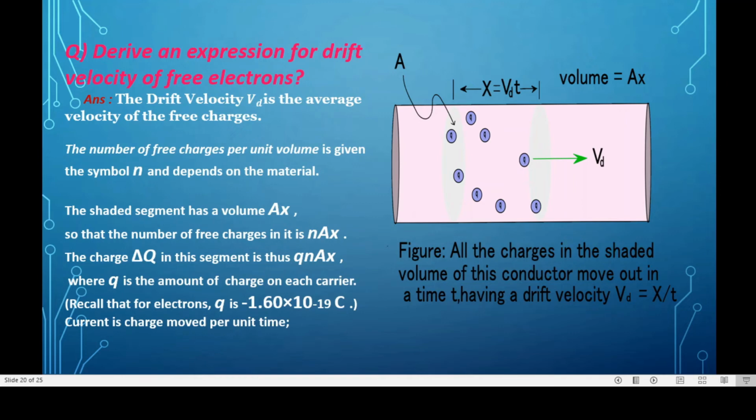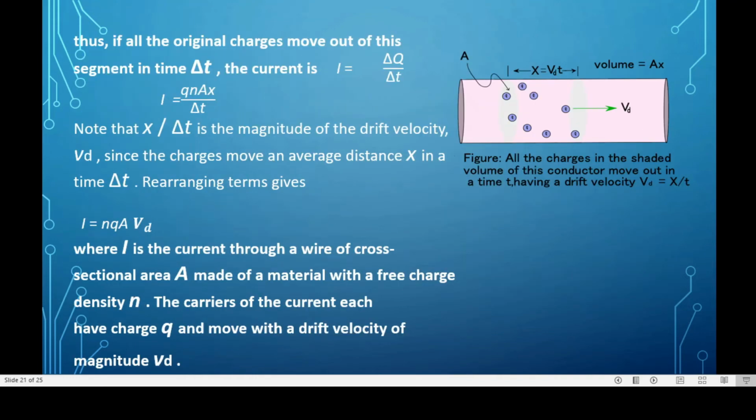We know that current is charge moved per unit time. All the charges in the shaded volume of this conductor move out in a time t, having a drift velocity Vd equal to x by t. Look at the figure carefully. If all the original charges move out of this segment in delta t, the current is given as I equal to delta q by delta t.